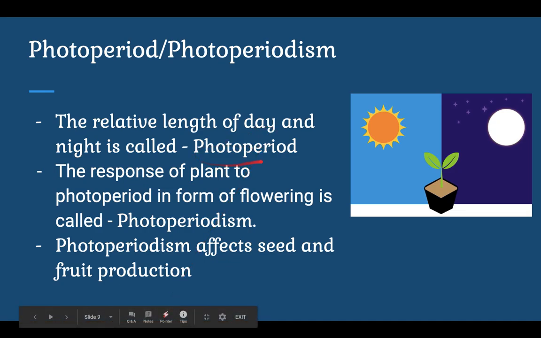Photoperiod. Photo means light, and period is time, the time of the light. The relative length of the day and night is called photoperiod. For example, the dark period can be longer than the daylight, with more hours. If we have 24 hours and the light is 10 hours, the dark will be 14 hours. Photoperiodism affects seed and fruit production, as we mentioned before.